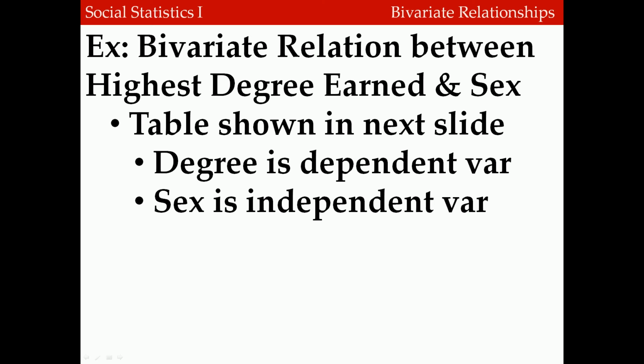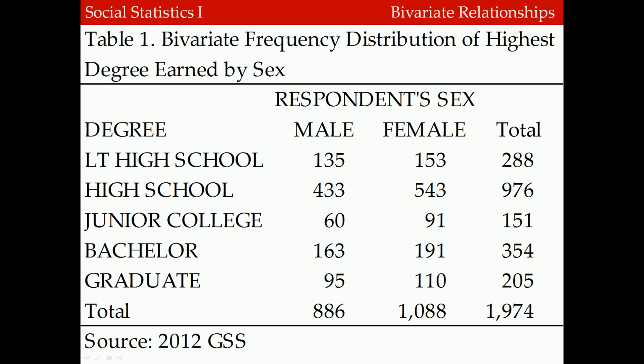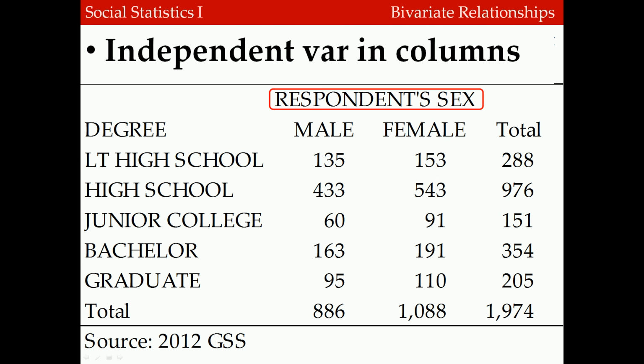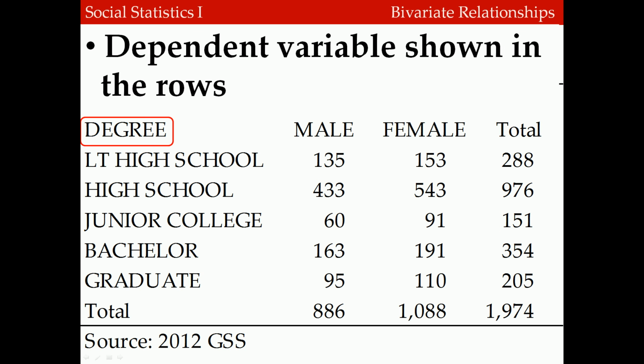Let's look at an example of a bivariate table, looking at the relationship between highest degree earned and sex. In this example, degree is the dependent variable, and sex is the independent variable. So here's what the table looks like. Notice that the columns include the values of the independent variable, in this case sex, and so males and females are arrayed across the columns. The values of the dependent variable, degree, are arrayed along the rows.